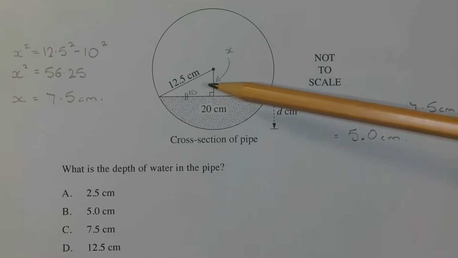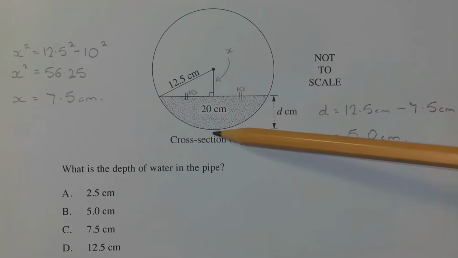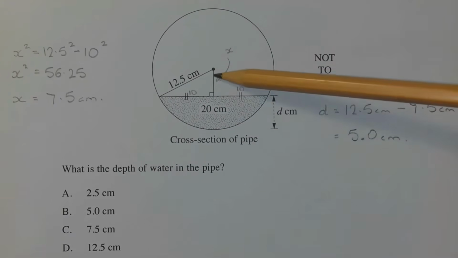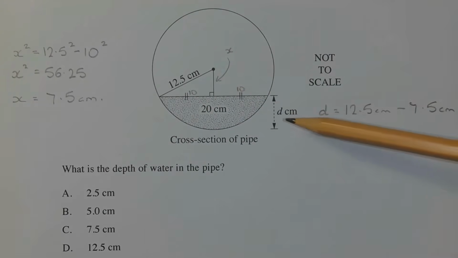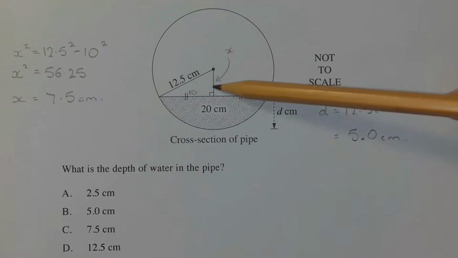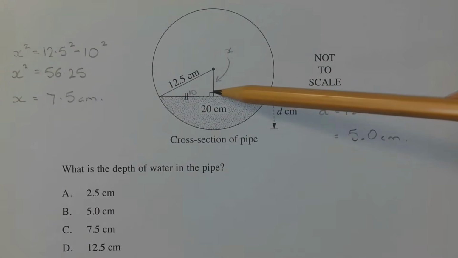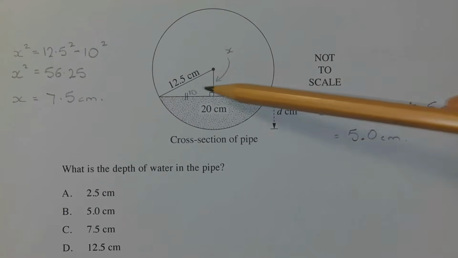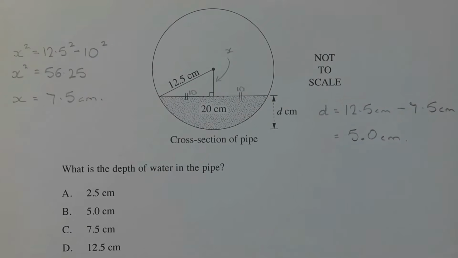That means the difference between the radius of the circle and the length of the short side of this right angle triangle will equal d centimetres, which is the depth of water in this pipe. So if we can work out the length of the short side of this right angle triangle, and subtract that from 12.5 centimetres, we've found the depth of water in this pipe.